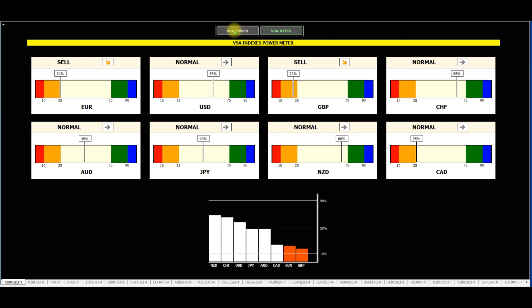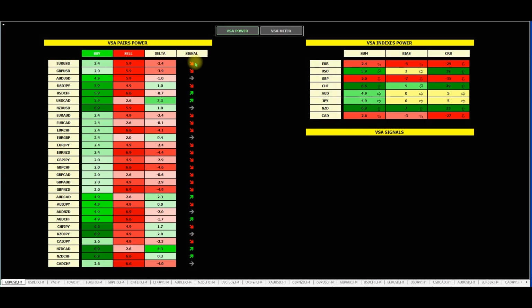So if you go to the left side here, it's going to give you all the signals, like 29 or 30 signals, the majority of the pairs that we trade, and it's going to tell you if it's a buy or a sell. What you really need to look at is the delta number. If this number is in red, it means a sell. If it's green, it's a buy. The bigger the number is, the higher momentum you have.